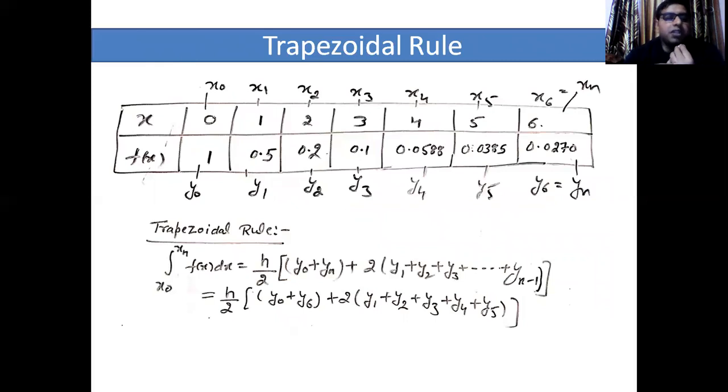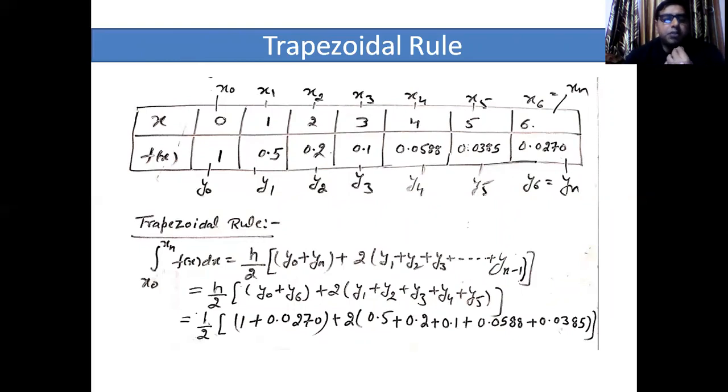Now, how will we use this formula in our basic questions? The question is given like that: x naught, y naught, x1, y1, x2, y2, and so on to xn, yn. So for this question, the first value is y naught and the last value is y6. So y naught plus y6 plus double the sum of the remaining terms, y1 to y5, multiplied by h by 2. And what is h here? H is the difference between x values, x1 minus x naught, that is 1.